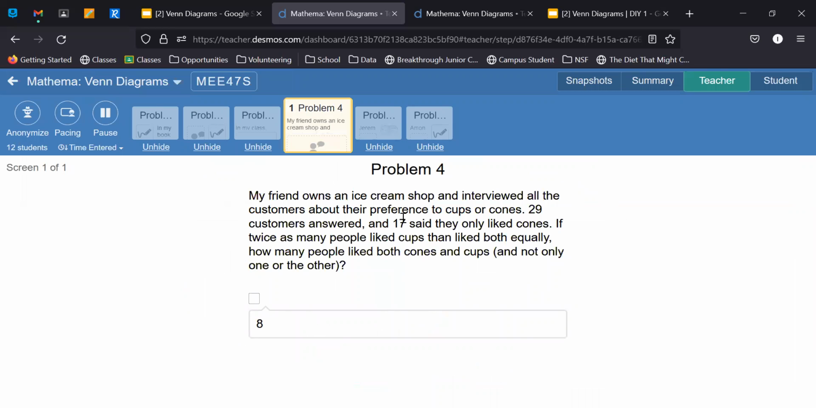Okay, so my friend owns an ice cream shop and interviewed all the customers about their preference of cups or cones. 29 customers answered, and 17 said they only liked cones. If twice as many people liked cups than liked both equally, how many people liked both cones and cups, not only one or only the other?